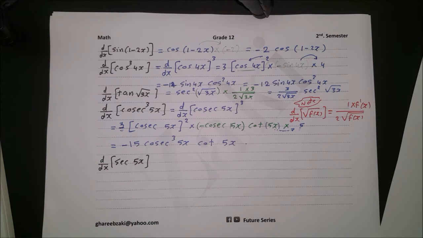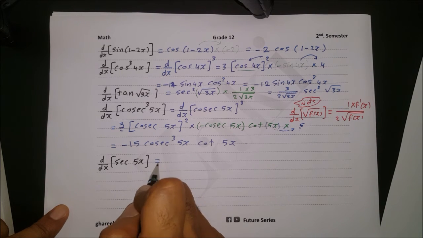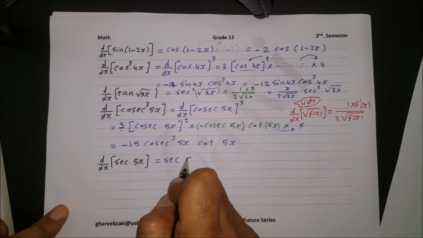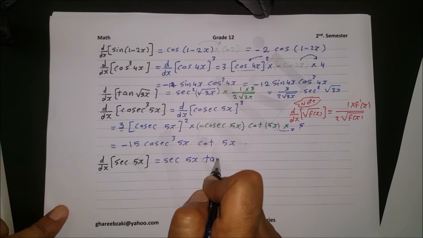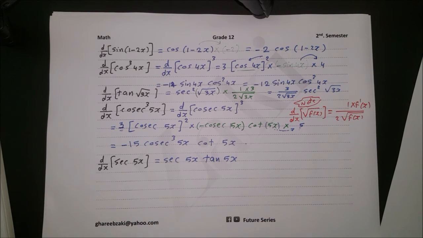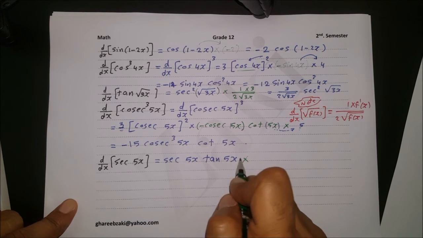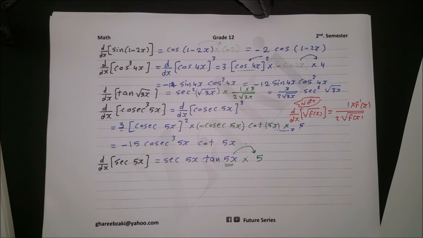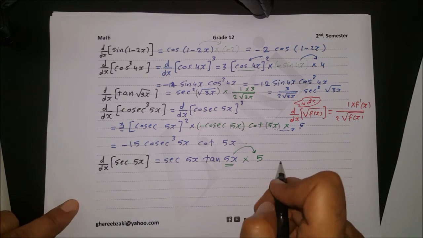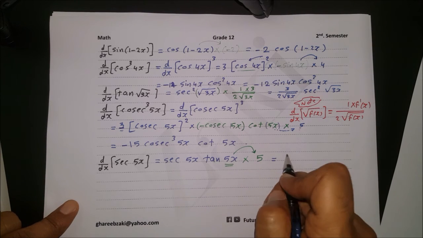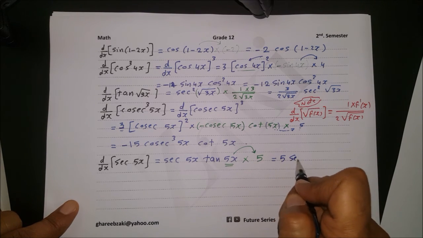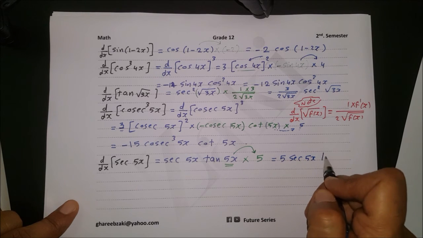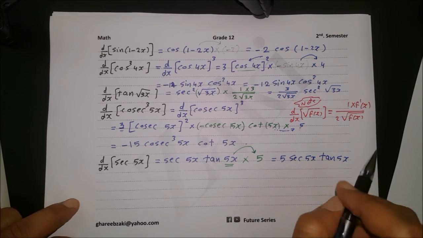Now, d by dx of sec 5x. The derivative of sec is sec tan. So the answer is sec 5x tan 5x multiplied by, remember, the derivative of the angle. The angle is 5x, its derivative is 5. We simplify this, the number comes first, so 5 sec 5x tan 5x.